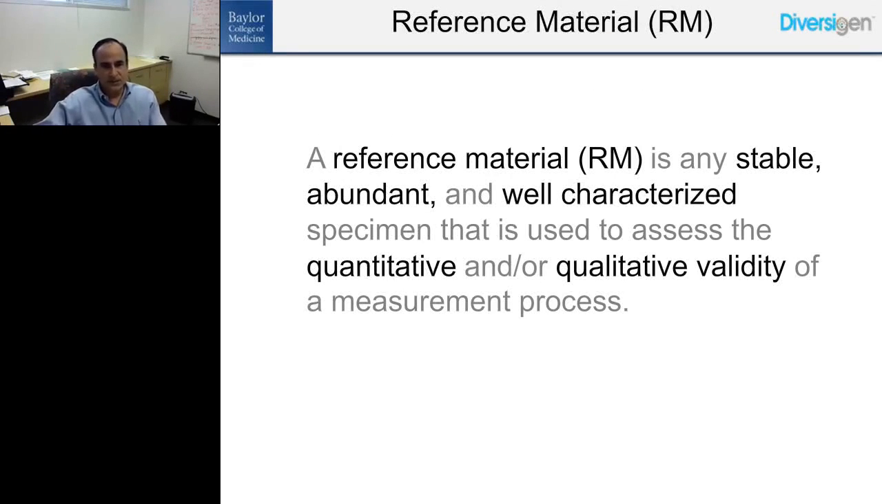So now we'll switch gears a little bit and talk about reference materials. I'd like to define that, because I think there are parts of the definition that you should keep in mind as we evaluate reference materials. A reference material in this context is any stable, abundant, and well-characterized specimen that is used to assess the quantitative or qualitative validity of the measurement process.